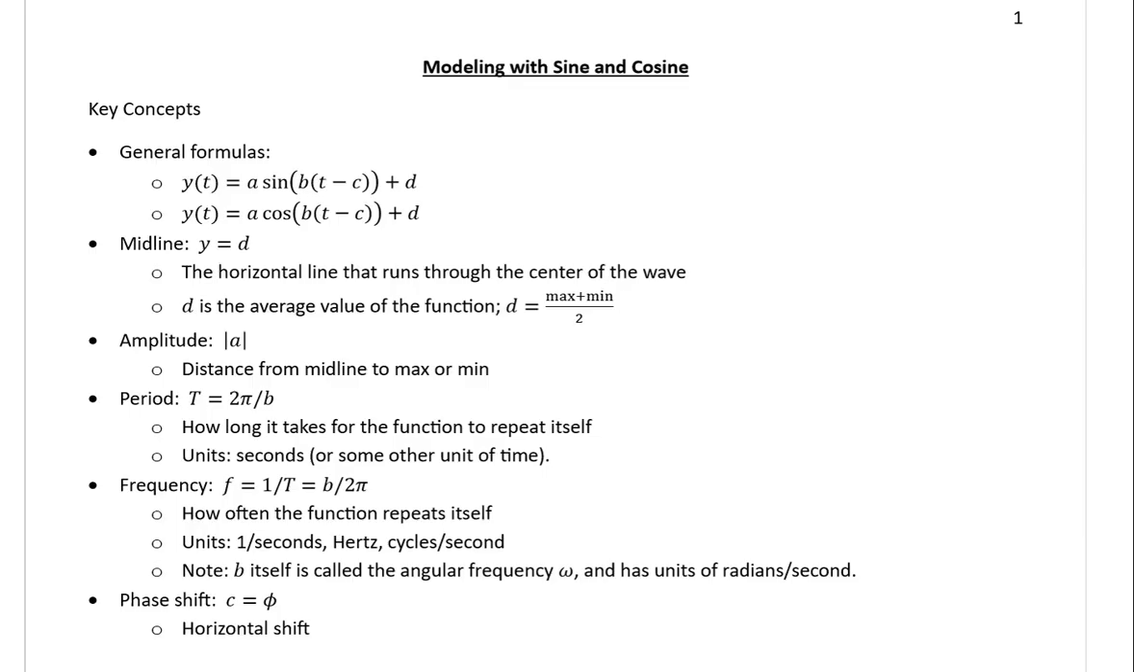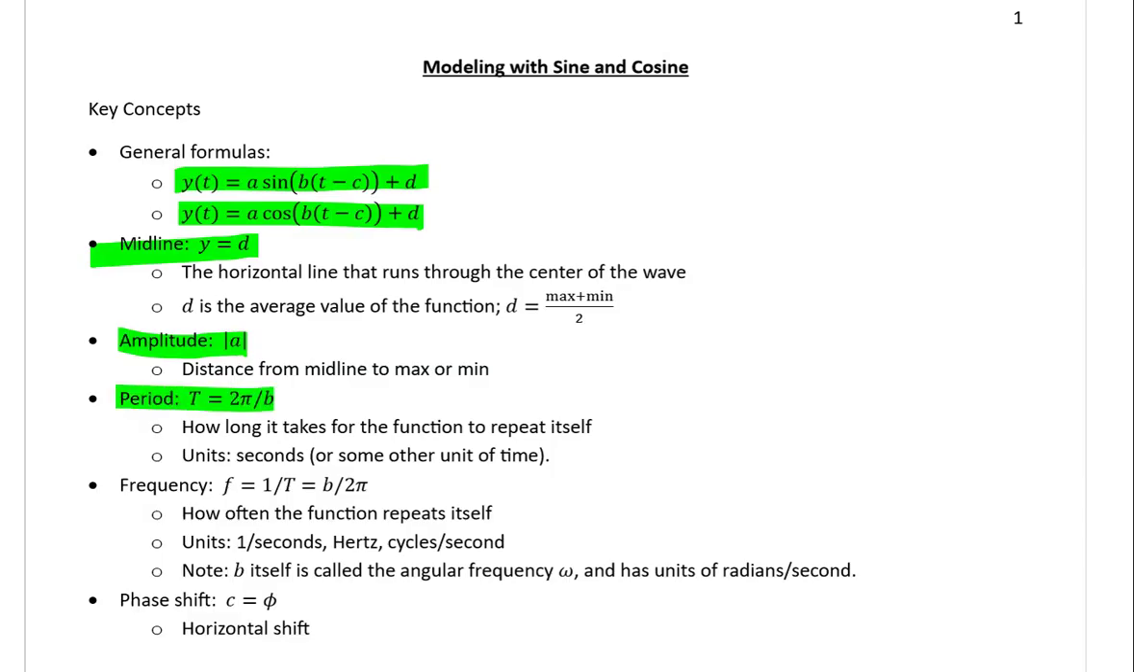Let's first recall the general formula. That's these two over there. A sine of b times t minus c plus d, or change the sign to a cosine, okay? We have to remember d is the midline, or the horizontal line that runs through the center of the wave, or d is the average value of the function. You can take the max plus the min, divide by 2, okay? The amplitude is absolute value of a, which is the distance from the midline to the max or the min.